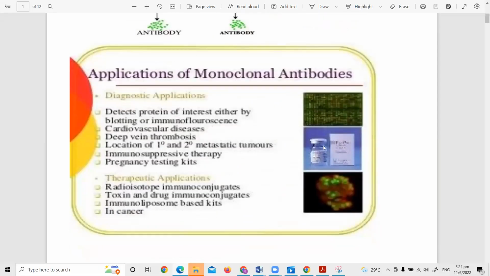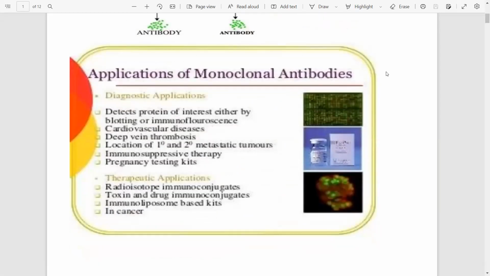So what are the purposes of these antibodies? They can have diagnostic applications. So if you have an antibody against a specific protein, the antibody can help to detect that protein of interest. You can use it to detect areas where there are cardiovascular diseases. You can use it to detect when you have clots. You can use it to identify primary tumors and secondary tumors. You can use it as immunosuppressive therapy, and even as pregnancy testing kits, which we'll discuss shortly.